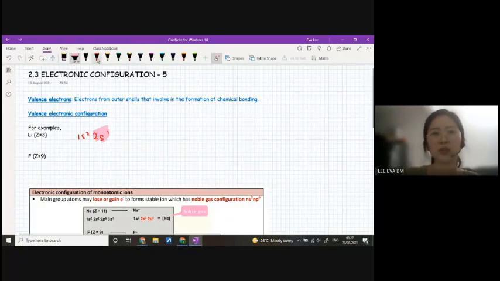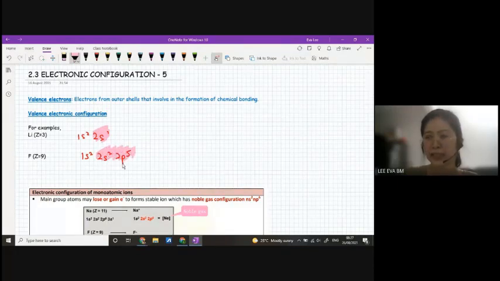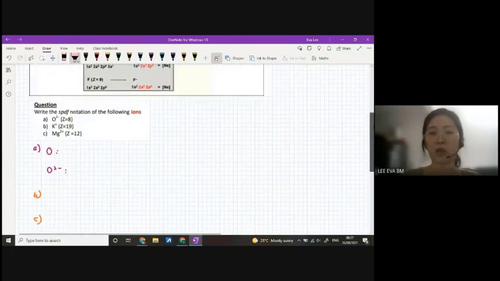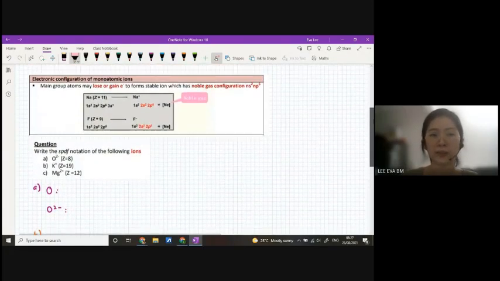For fluorine also, I have already shown you the example. You've got 1s2, 2s2, and 2p5. The outer shell has the same energy level n, so 2s2, 2p5 is the valence electronic configuration. So 7 valence electrons altogether. This is important because next, you want to predict the electronic configuration for an ion after accepting or donating electrons.